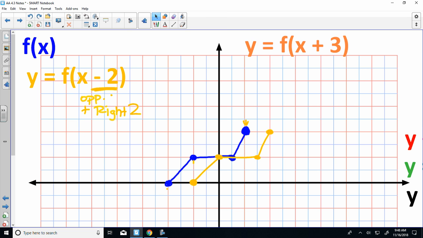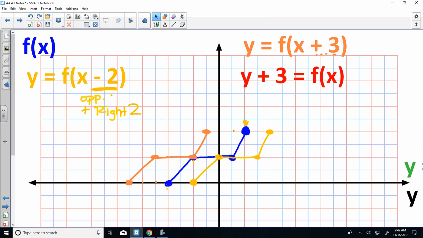So what will happen with this one? Because this says plus 3 here, that means we're going to go 3 to the left. So 1, 2, 3 to the left. 1, 2, 3 to the left. And there is y equals f of x plus 3.